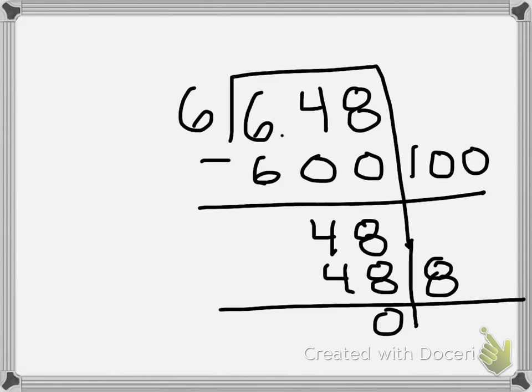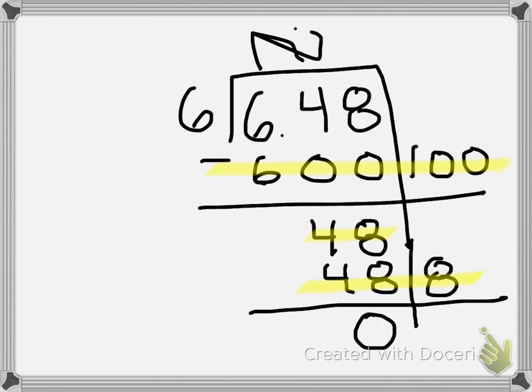All right, here's where I ended up. I treated this as 648, not just 6. I started with an initial guess of 100, which got me a product of 600, 48 remaining. And then I guessed 8, which got me exactly 48, and 0 remaining. So my answer would be 108.